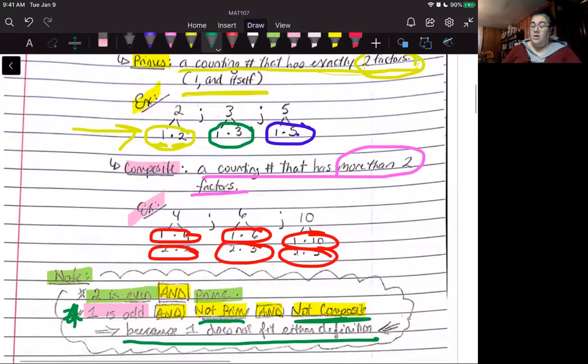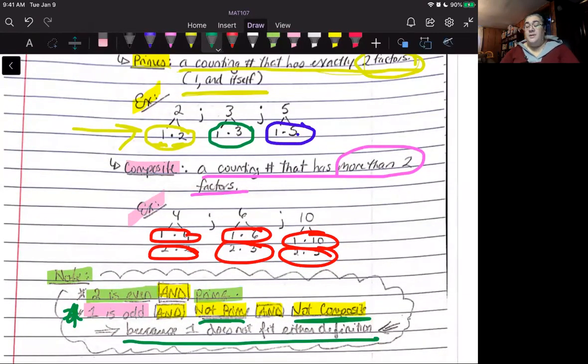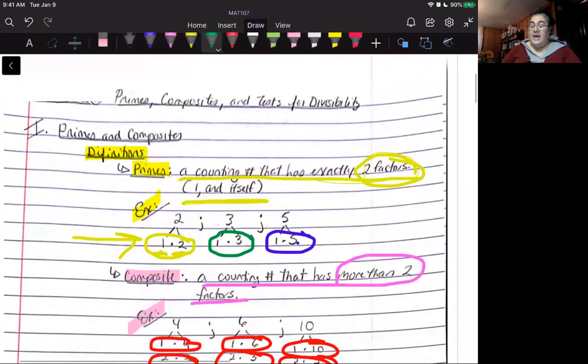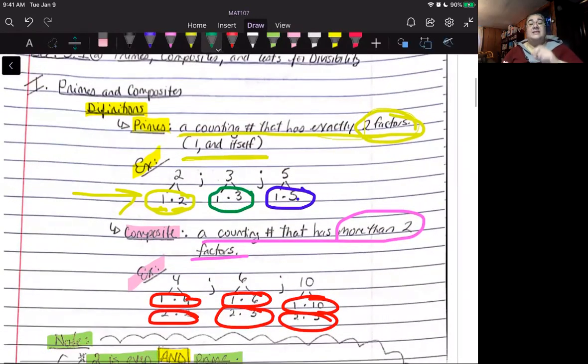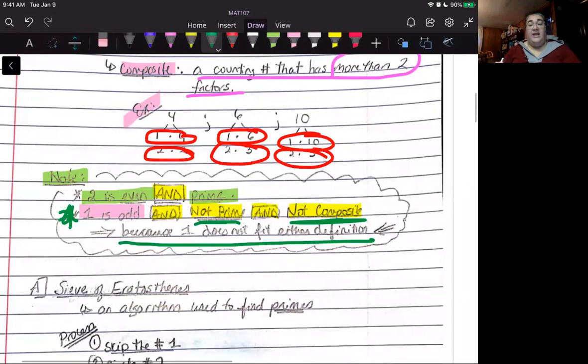Because if you recall, the composite says that the number must have more than two factors. The number 1 does not have more than two factors. It has one, itself. To be a prime number, it must have two factors, 1 and itself. And the number 1 does not have that. It has only itself, which happens to be 1, but it has no second factor.